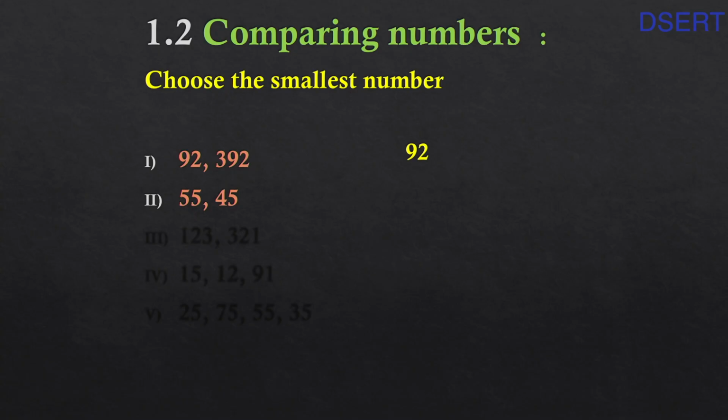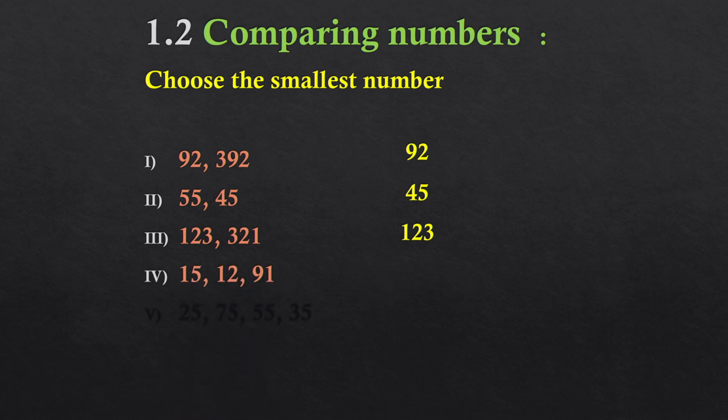55 and 45. Among these two numbers, which one is the smallest? Yes, you identified it correctly. It's 45. We'll move on to the next one. Here, interesting numbers are there. It is 123 and 321. Among these two numbers, can you identify which one is the smallest? Yes, it is 123. Let's see the next example.